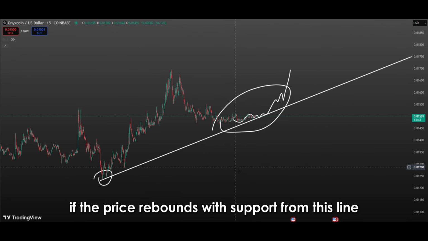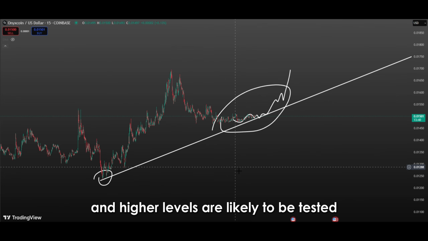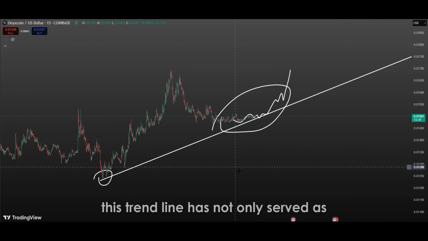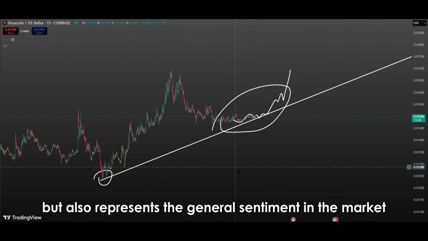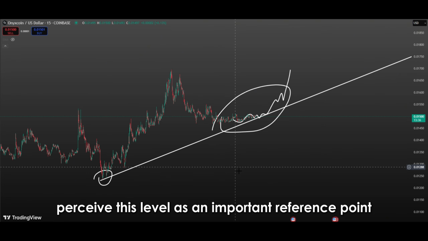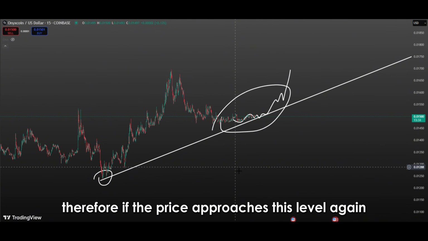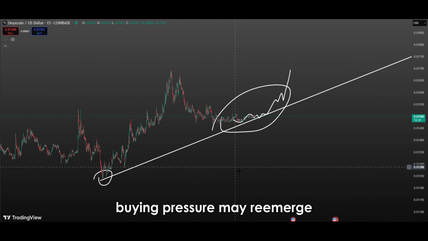If the price rebounds with support from this line, this will encourage both short-term buyers and medium to long-term traders, and higher levels are likely to be tested. This trend line has not only served as support in the past, but also represents the general sentiment in the market. Market participants perceive this level as an important reference point and reconsider their trades when this zone is approached. Therefore, if the price approaches this level again, buying pressure may re-emerge.